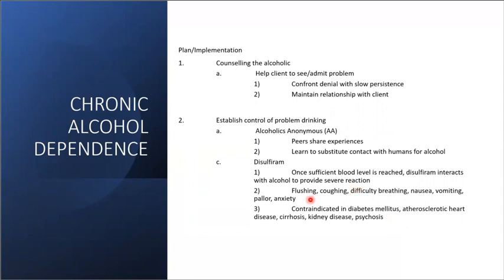So you would see flushing, there will be coughing, difficulty breathing, nausea and vomiting, pallor and anxiety. It's actually contraindicated in diabetes mellitus, atherosclerotic heart disease, cirrhosis of the liver, kidney disease, and psychosis.